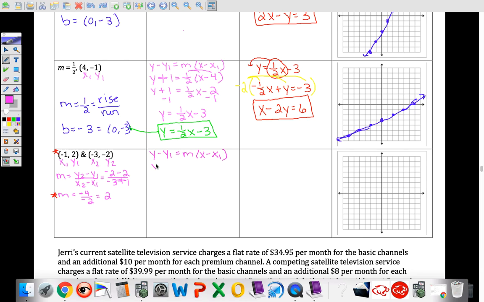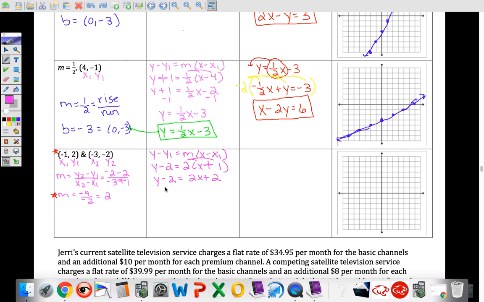Okay, so I have y minus my y1, which is 2, is equal to m, my slope I just found, which is 2, times (x minus x1). My x1 is a negative 1. Don't forget, minus and negative become a positive. So I'm going to distribute this 2 here. So I have y minus 2 is equal to 2x plus 2.